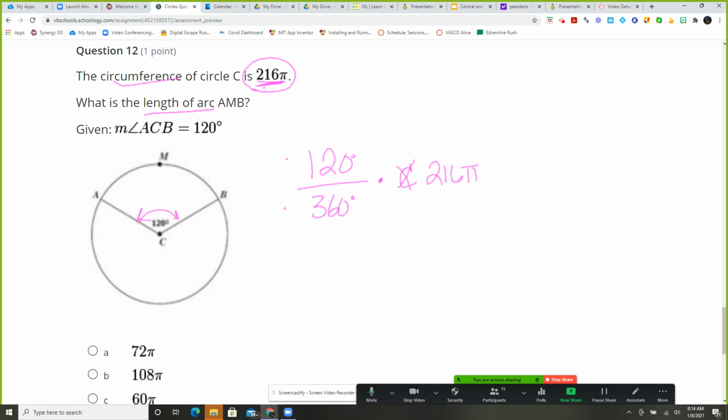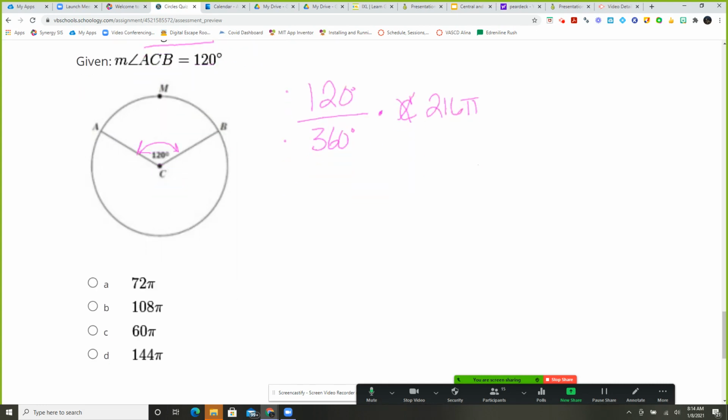There's no need to know the radius. There's no need to calculate the radius. We don't have to do anything. If we have pi in our answer choices, then we do not put it in our calculator. So all you're going to do is do 120 divided by 360, multiply that by 216, and then add your pi back in. So whatever number you got, and then the pi. Questions on that? You can always put it in the chat if you've got a question.